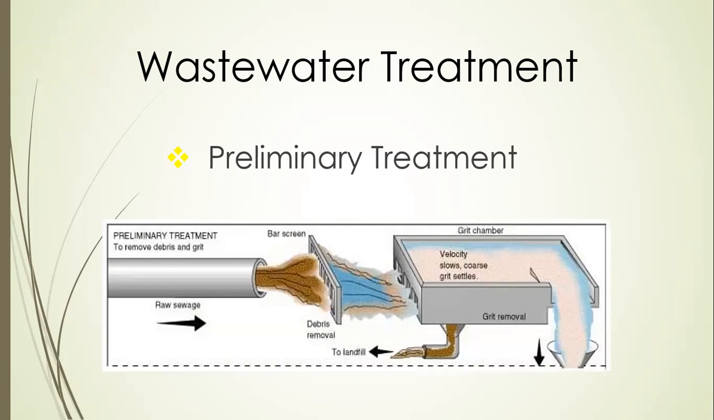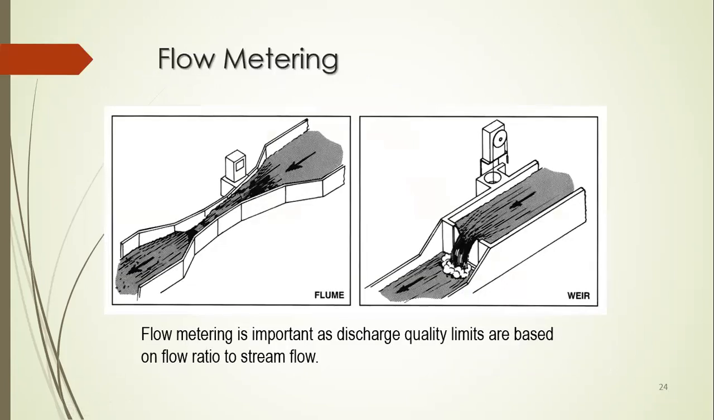Then you can see these are the key elements that we have talked about. You can see the bar screens here to remove the large debris, and then you have the grit chamber to remove the finer debris. These are the flow metering components that we can see in the wastewater treatment plant most of the time. They are flow controlling devices where you can measure your flow into the treatment plant.